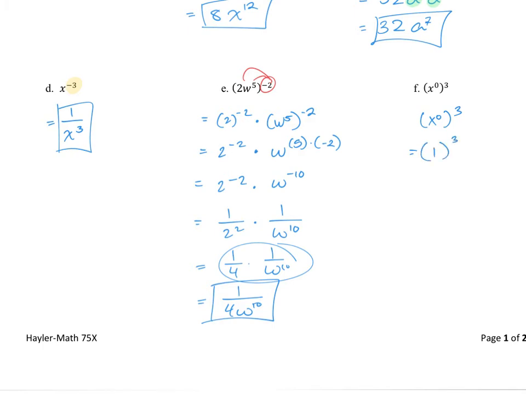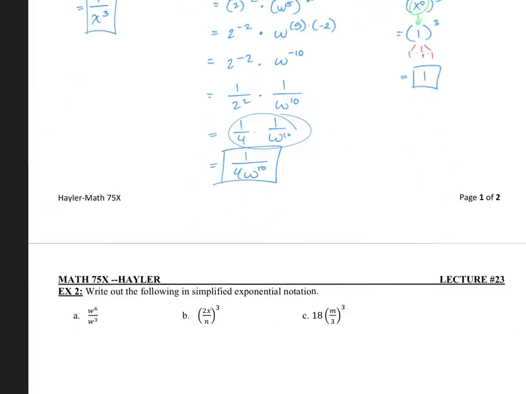Because remember, anything to the 0 power is 1. And then, what is 1 cubed? Well, that's just going to be 1 times 1 times 1. So 1 times 1 times 1 is still 1. So our answer is 1. All right, let's keep looking at some examples.